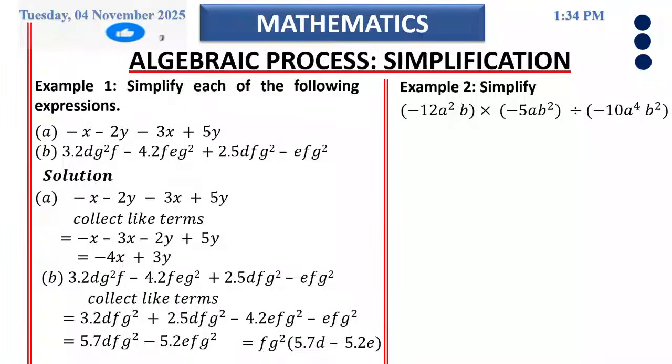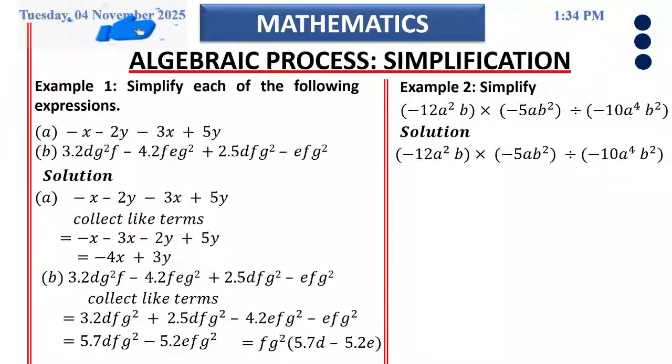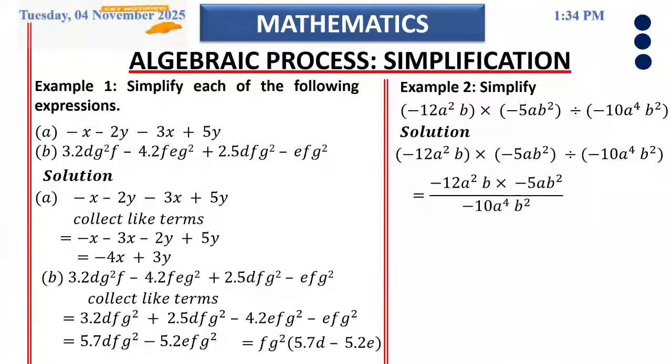Look at this. We have to simplify minus 12a squared b times minus 5ab squared divided by minus 10a raised to the power 4 b squared. Okay, this is another easy peasy. What you simply do is rewrite it in a form that looks more familiar to you. Can you see that?